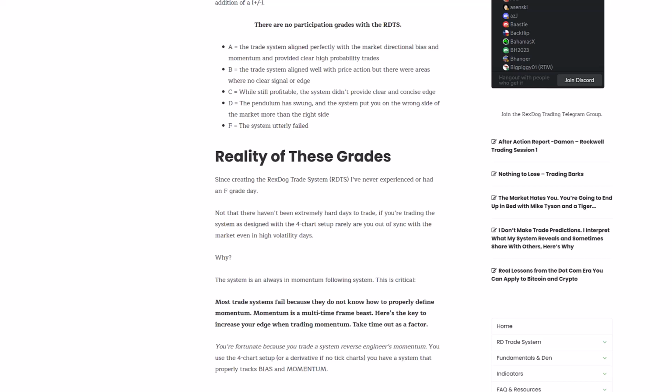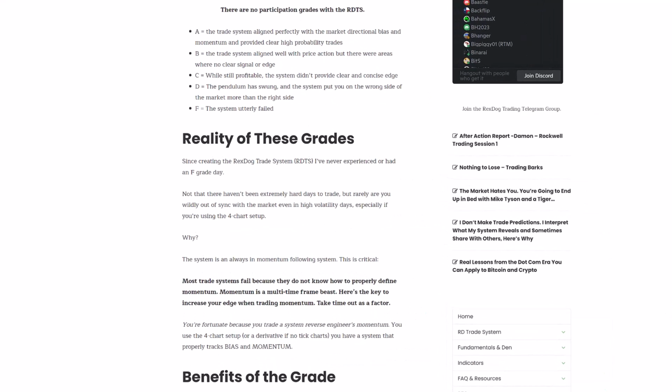And of course, I'd be open to finding that day, and then we would tear apart that day and say, okay, how often do these days happen? Not that there haven't been extremely hard days to trade, but rarely are you wildly out of sync with the market, even in high volatility days, especially if you're using the 4-chart setup. Now, why? Why is that?